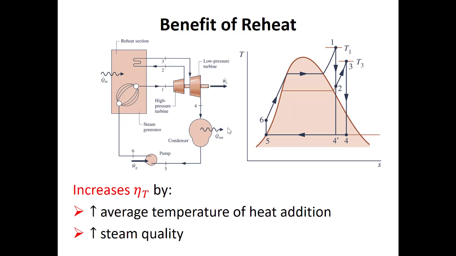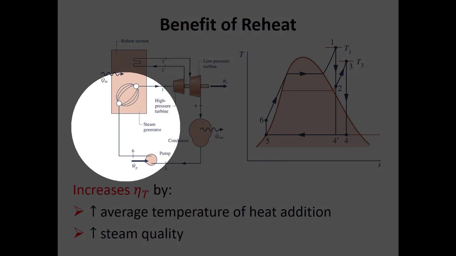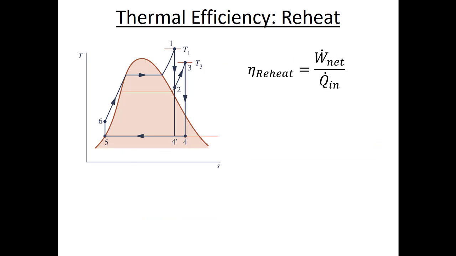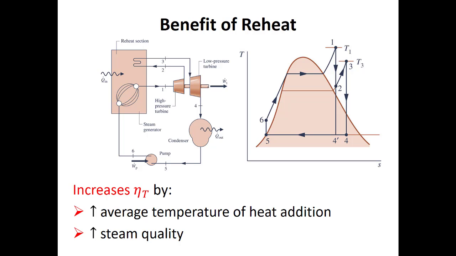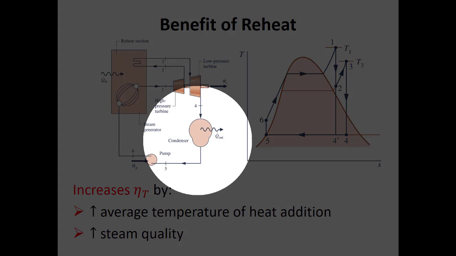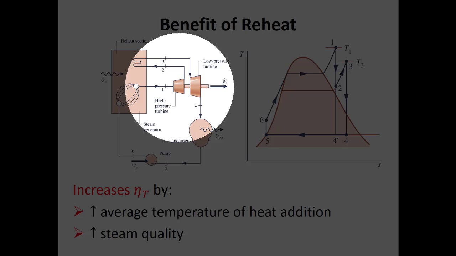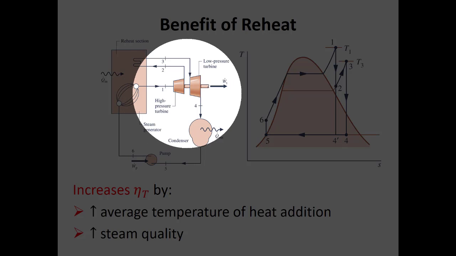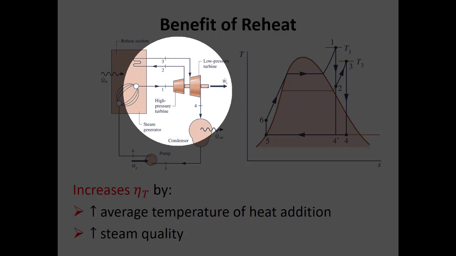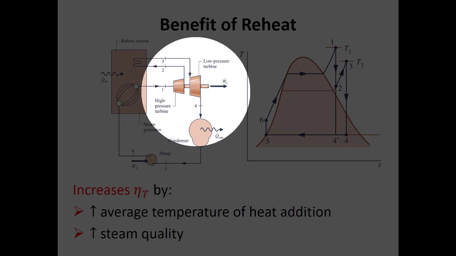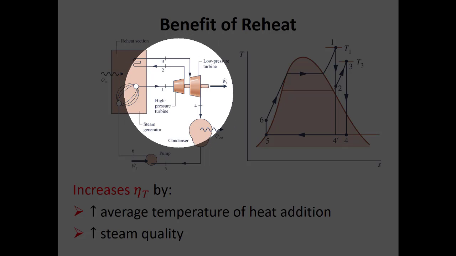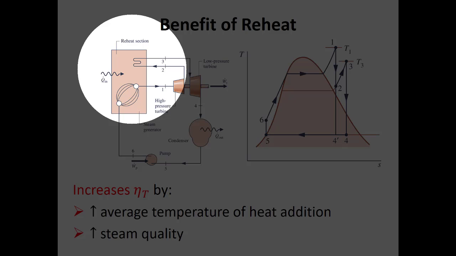So a schematic of a Rankine reheat cycle looks like this, like we saw before. It's still got a boiler. It's still got one condenser. It's still got one pump. But we split the turbine into two different turbines, one that operates at higher pressure, one that operates at lower pressure. And in between those two turbines, we added heat.